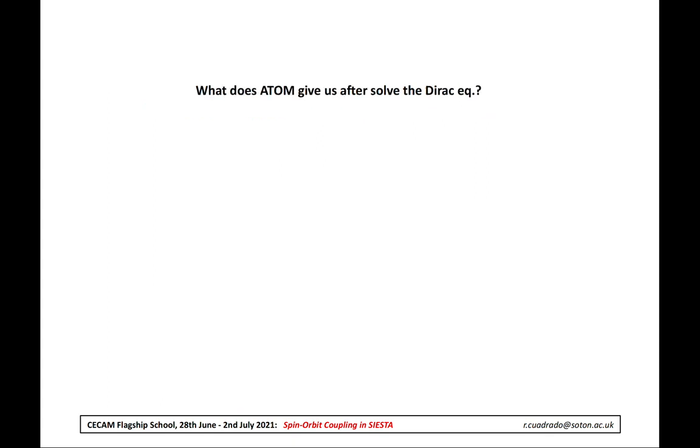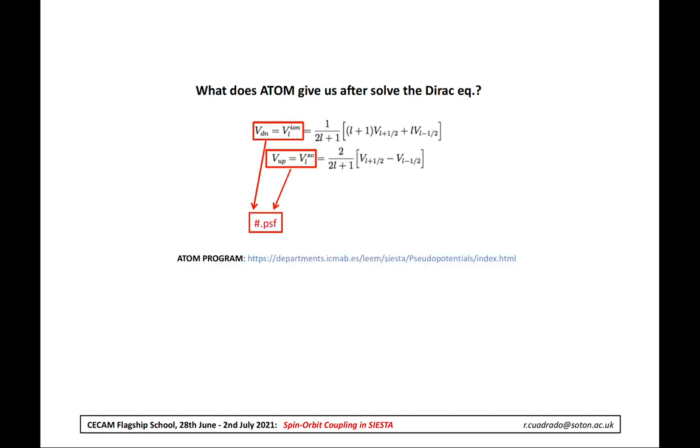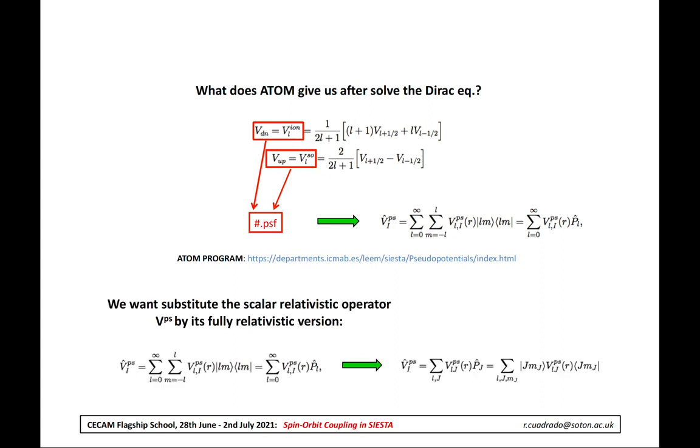These two radial functions are not given directly by Atom. Instead, they are given as a linear combination, and they are called in the PSF files V down and V up. In the scalar relativistic case, without the spin orbit coupling, the term of the Hamiltonian that represents the pseudopotential is defined as in this equation for VPS. But in the relativistic case, we have to replace this operator with the completely relativistic one, now VPSJ, the radial functions that I described in a previous slide.